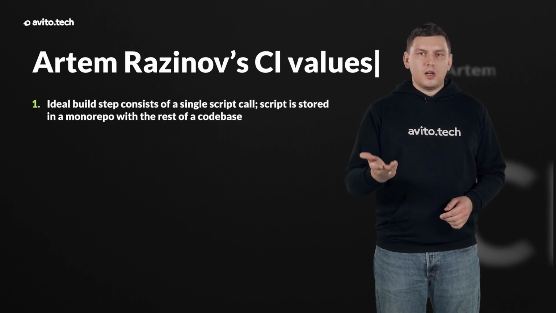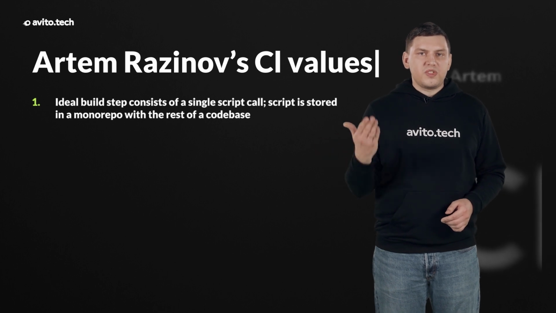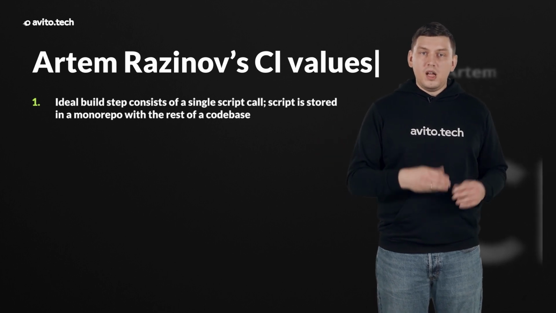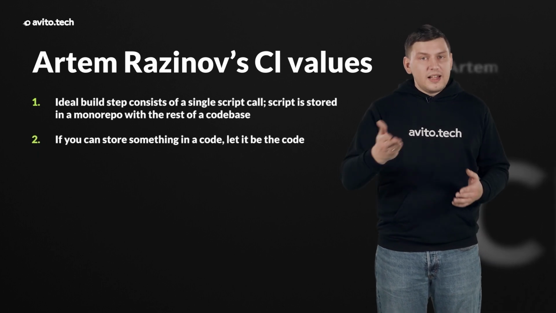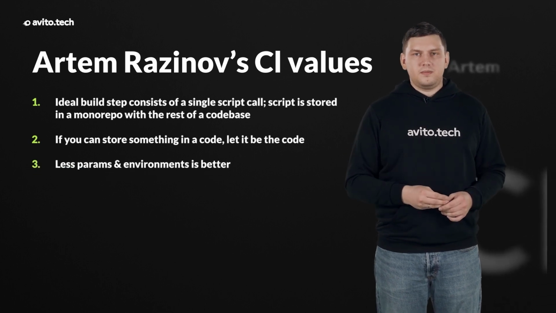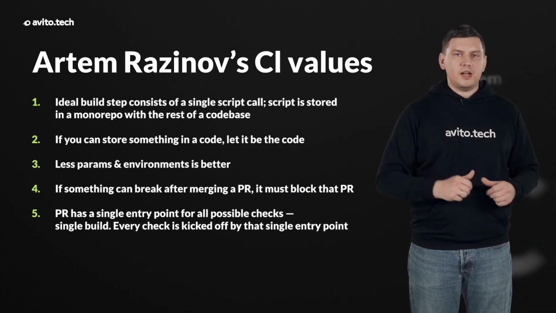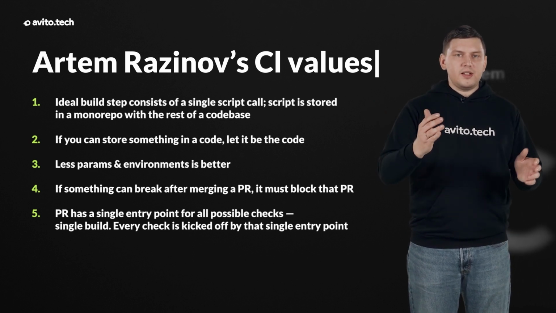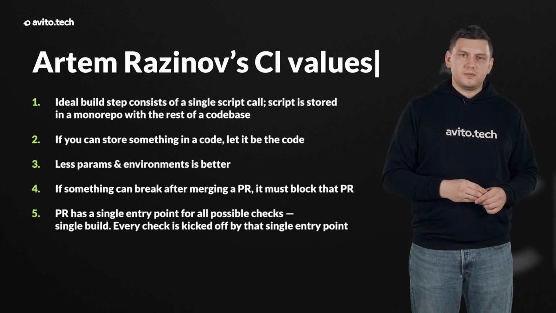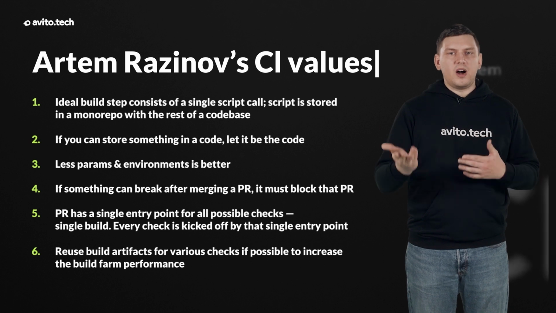Ideal build step consists of a single script call. Script should be stored in a monorepo with the rest of the code base. If you can store something in code, let it be in the code. Fewer parameters and fewer environments is better. If something can break after merging a pull request, it must block that pull request. Pull request has a single entry point for all possible checks, a single build. Every check is kicked off by that single entry point. Reuse build artifacts for various checks if possible to increase the build farm performance.